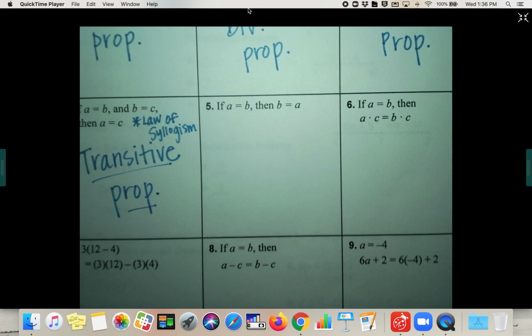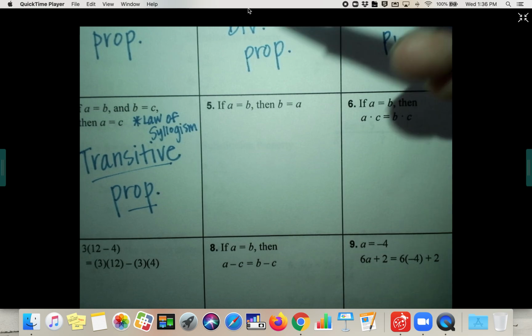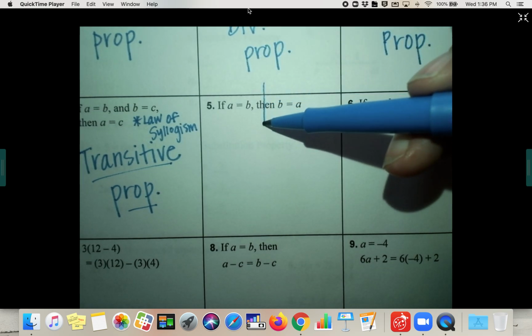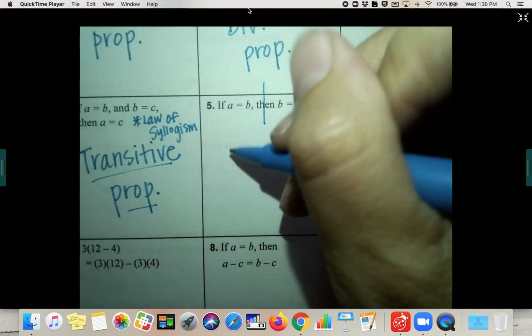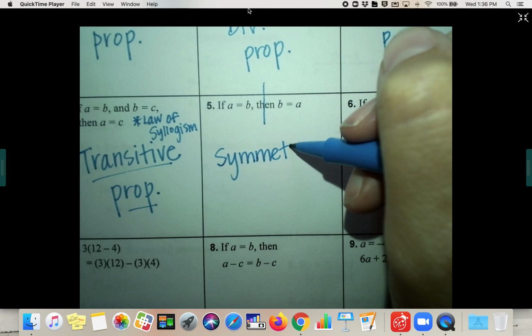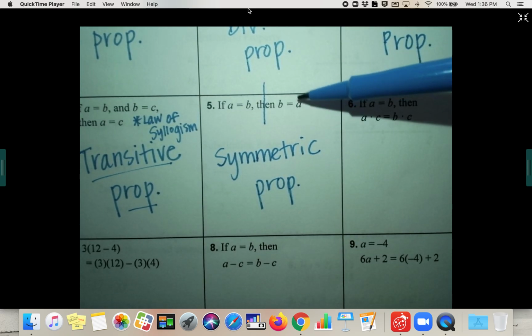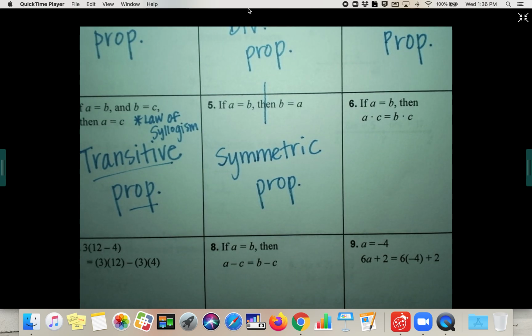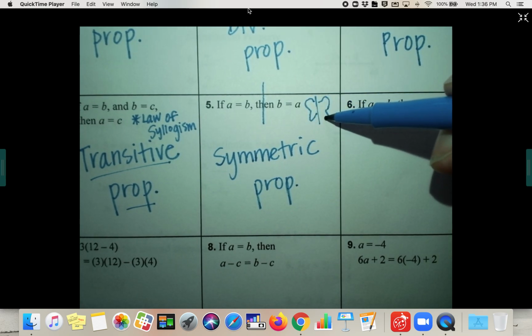All right, number five, if A equals B, then B equals A. This one is exactly like what it sounds like: you're drawing a line and this reflects over this and it is symmetrical. So this one is an example of the symmetric property. So anything that opens back up, kind of like the butterfly that you probably did in elementary school that you then had to draw the other side of.